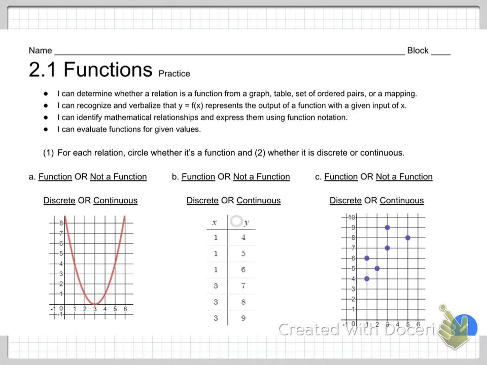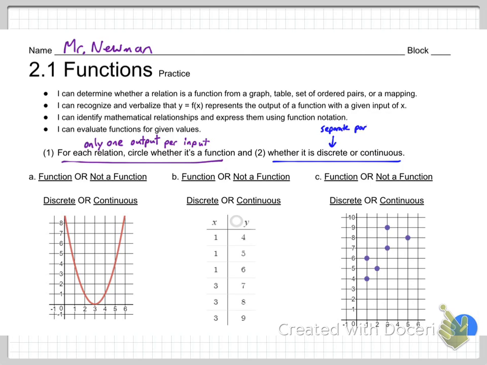We're just going to do a practice for the 2.1 quiz on functions. So first of all, I have to say whether a graph or a table is a function and whether it's discrete or continuous. Remember that something is a function if it has only one output for each input. And discrete means that there are separate parts, and continuous is that they're all connected. These are the ideas.